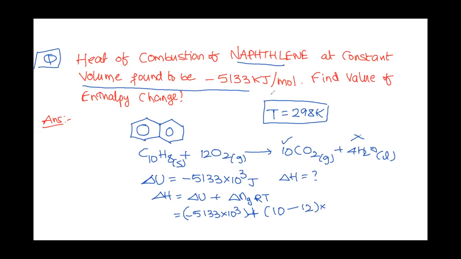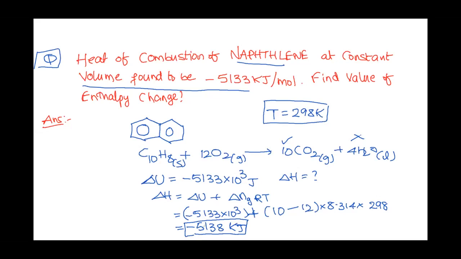R value, see here, joules are there, therefore R value will be 8.314. Temperature is 298 Kelvin. On simplifying, you will get the answer. Procedure, I think it is clear to all of you now. Okay, on simplifying, I am getting minus 5138 kilojoules. This is delta H value.